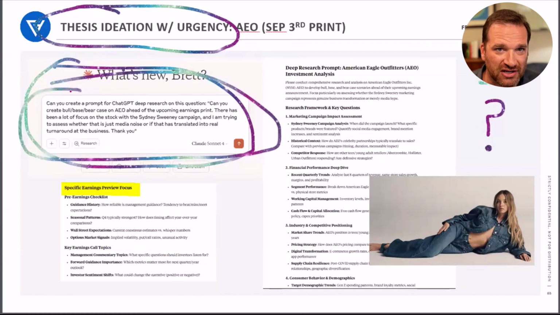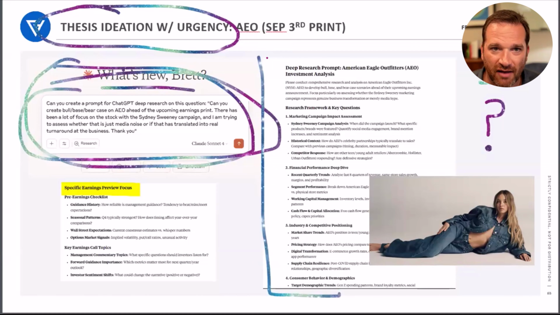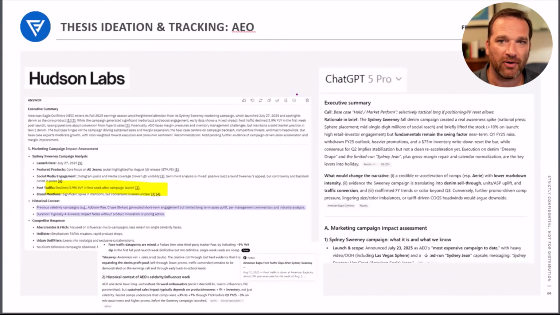And so what I like to do, because I'm lazy, is create a little conversation with Claude, which I find to be a little bit better of a writer, to ask me to build a ChatGPT deep research prompt, which creates this nicely structured prompt with all the caveats, which then I'll feed into ChatGPT with deep research. So answer the question, is there a potential trade based on what's happening with the Sydney Sweeney driven social media and broader media excitement around the brand?